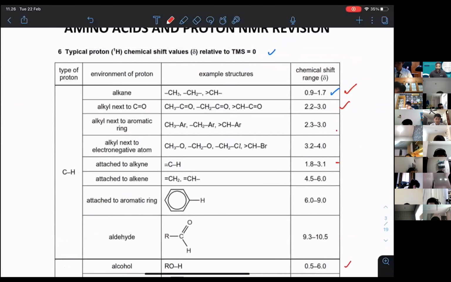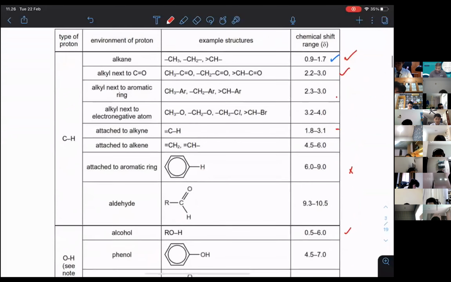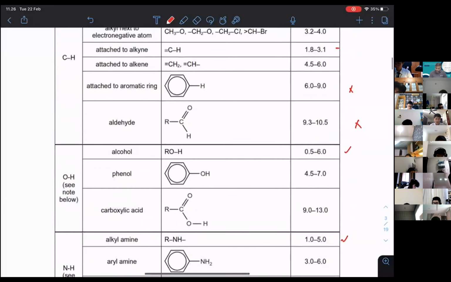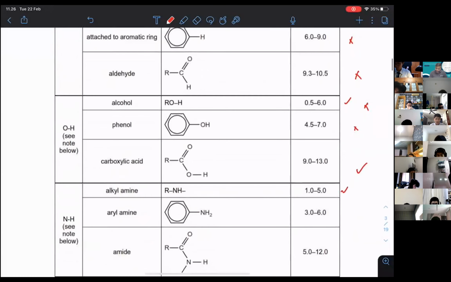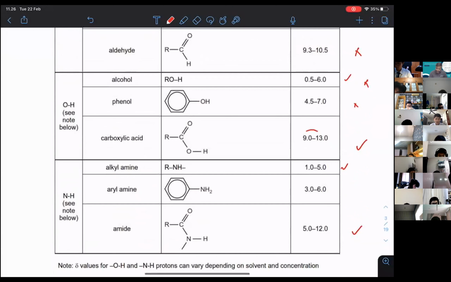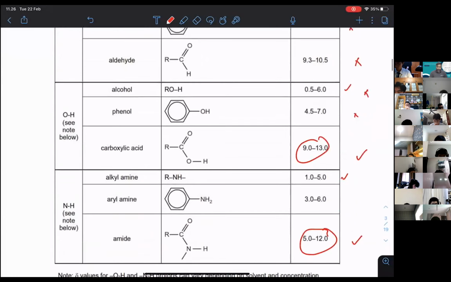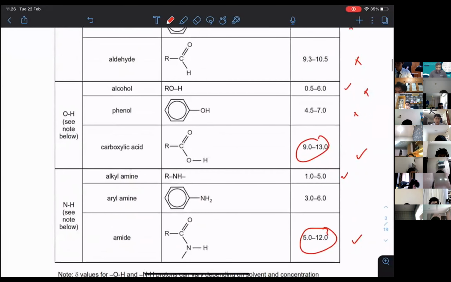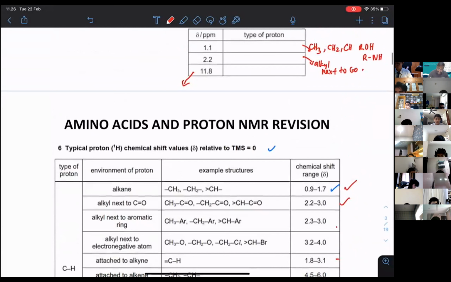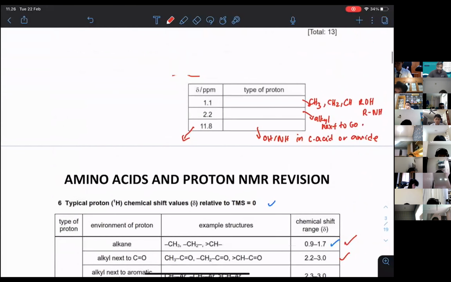If I look at 11.8, it cannot be this, cannot be this, maybe here, maybe here. So this one or this one. It can be carboxylic acid or amide, OH and NH. I'll just put OH or NH in carboxylic acid or amide. Now I copy this back. I will just go back to the question.